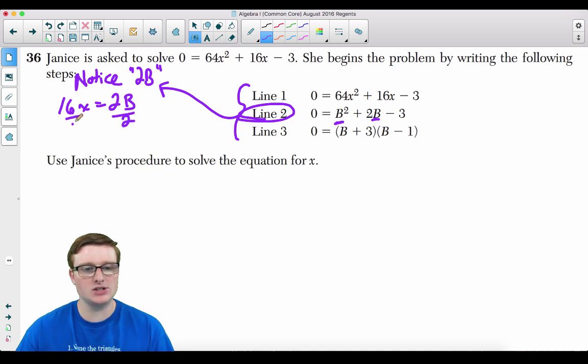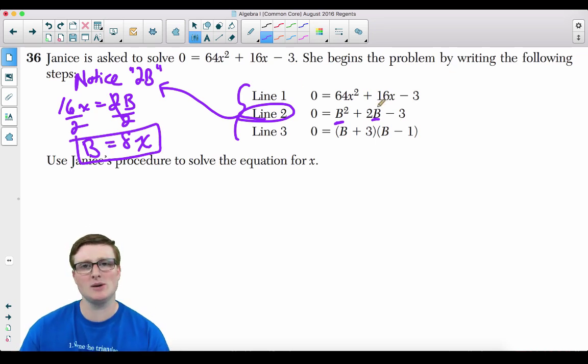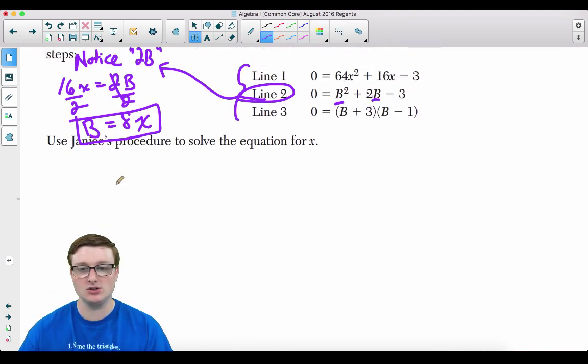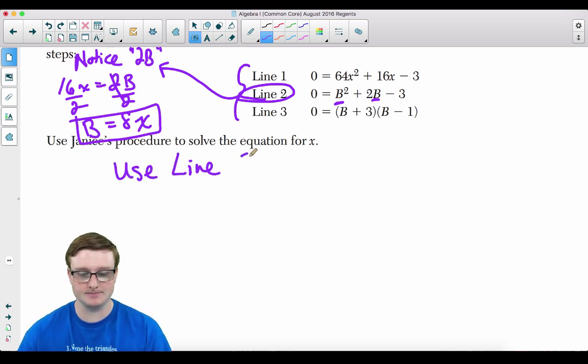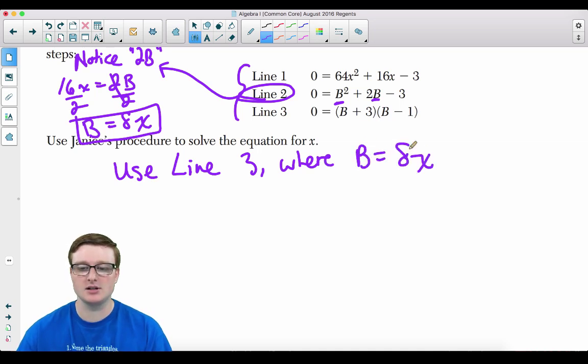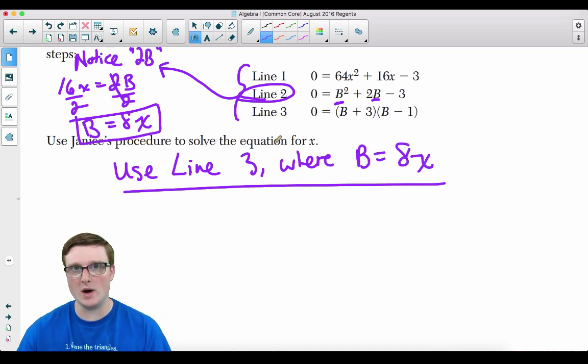Divide by 2 on both sides. You're going to let b equal 8x. That was the key to this question. So b, for some reason, she made b equal 8x. I don't know why she did that. But it says, use Janice's procedure to solve the equation for x. So I'm going to say use line 3, where b is equal to 8x, to solve for this equation.